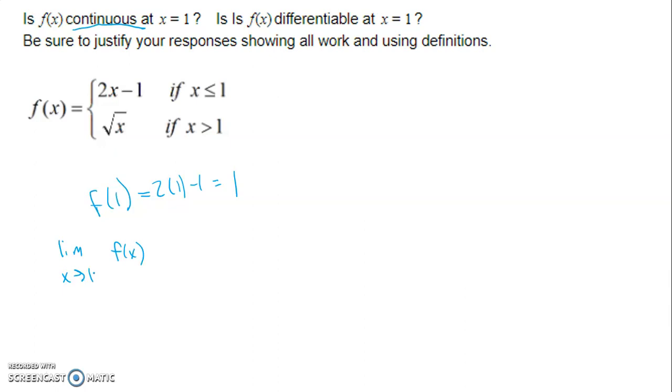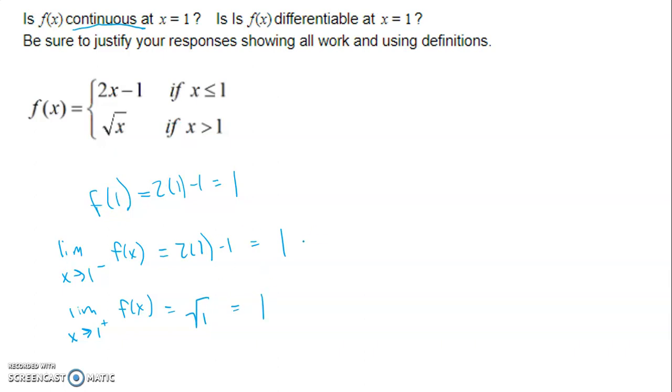Now in order for that limit to exist, the limit coming from the left and the right have to be the same. So let's look at the two sides of that limit. So the limit as x approaches 1 from the left, and the limit as x approaches 1 from the right of f of x. So from the left, I'd want to use this top equation. So 2 times 1 minus 1 equals 1 again. And then for this bottom one, I would say the square root of 1, which is 1.